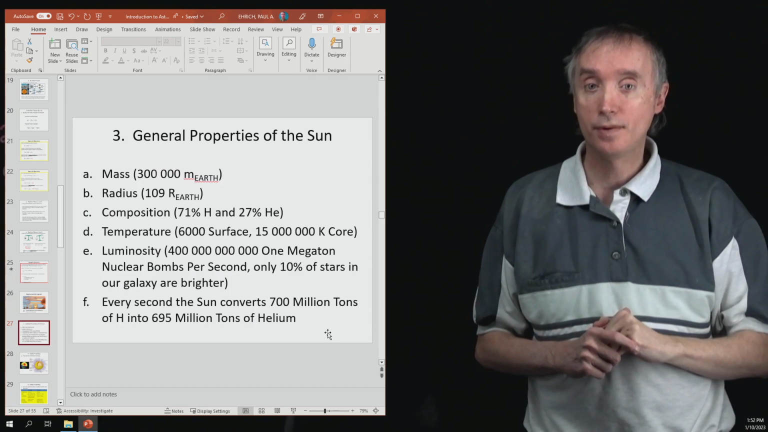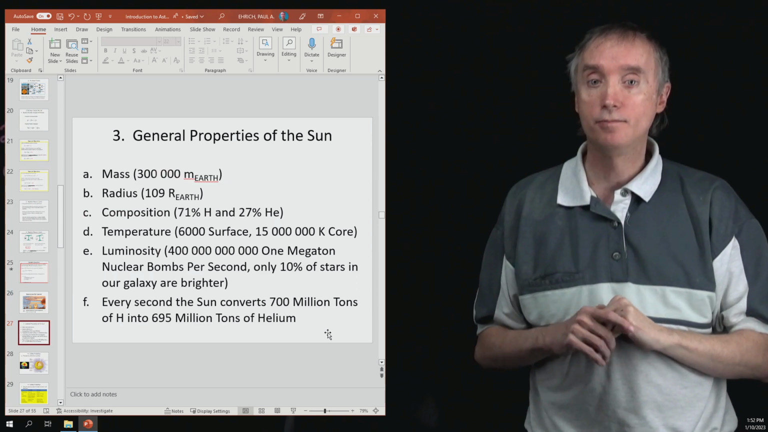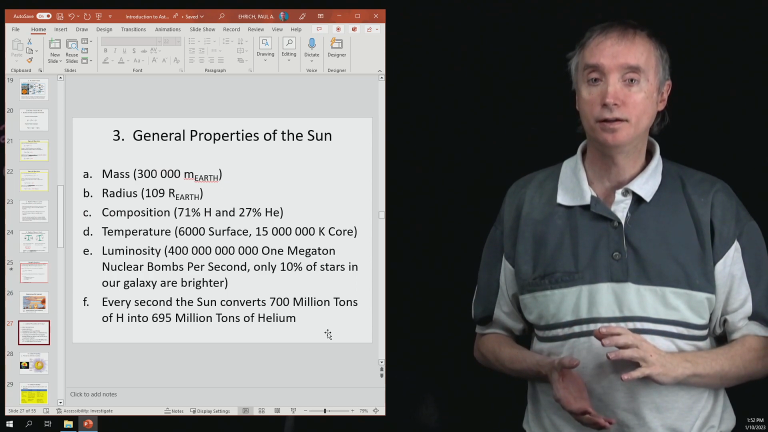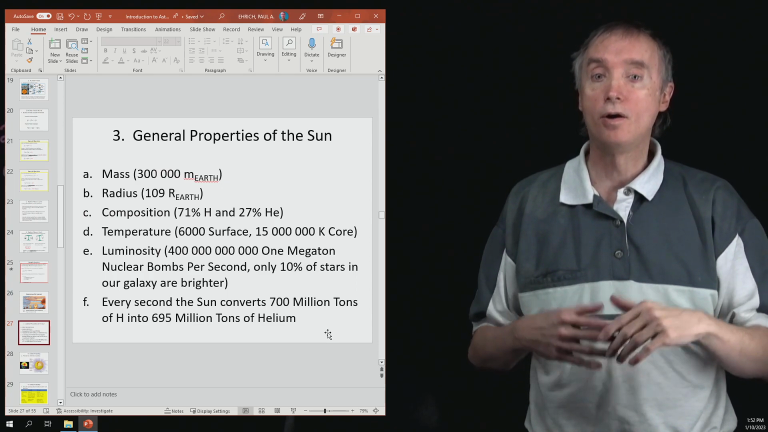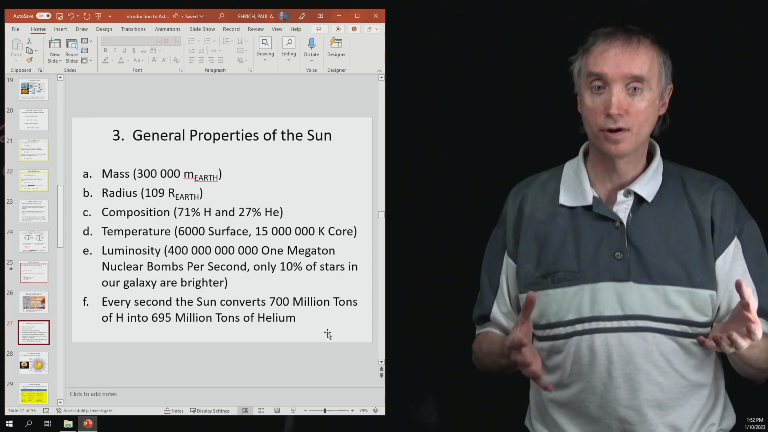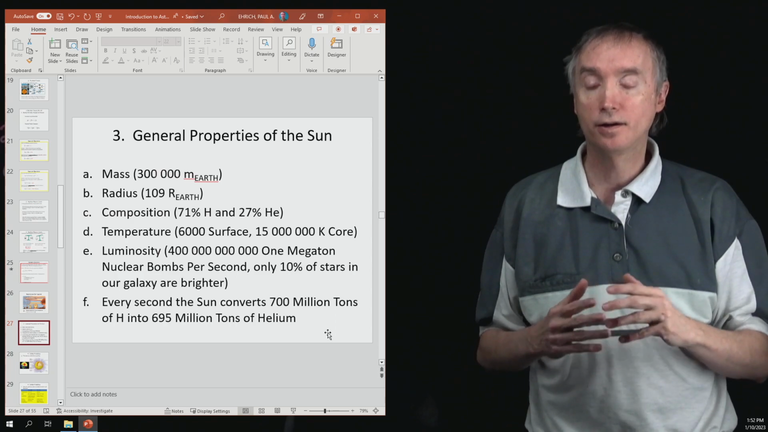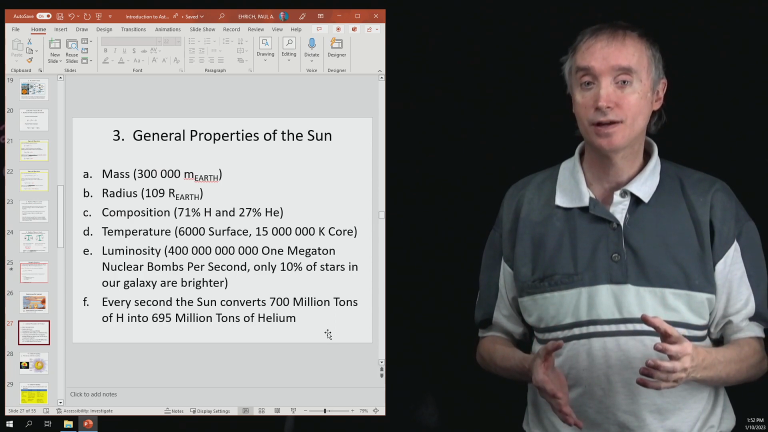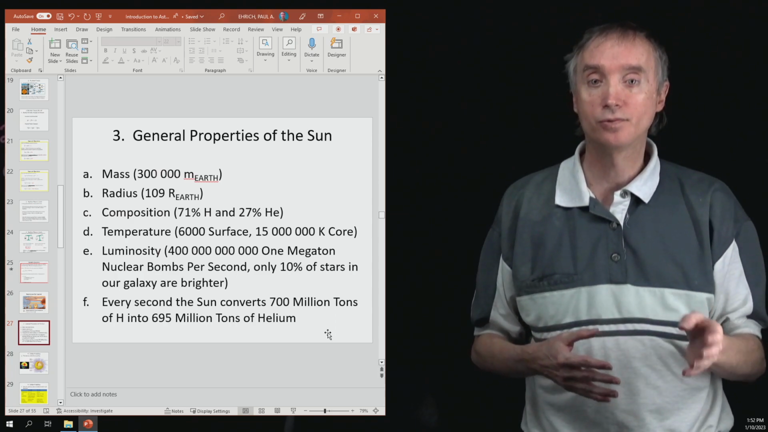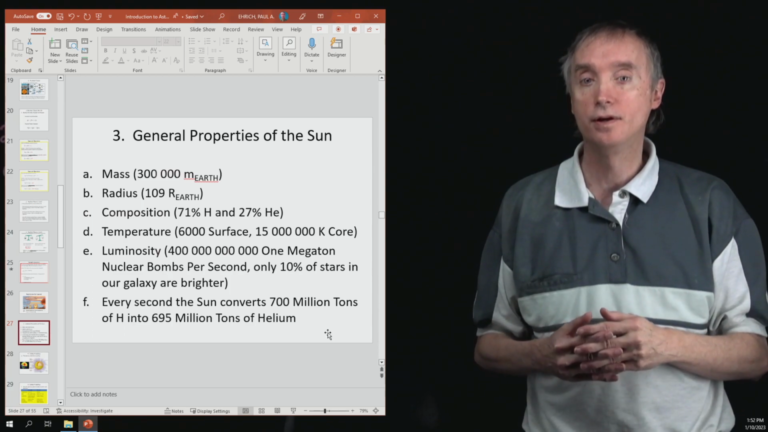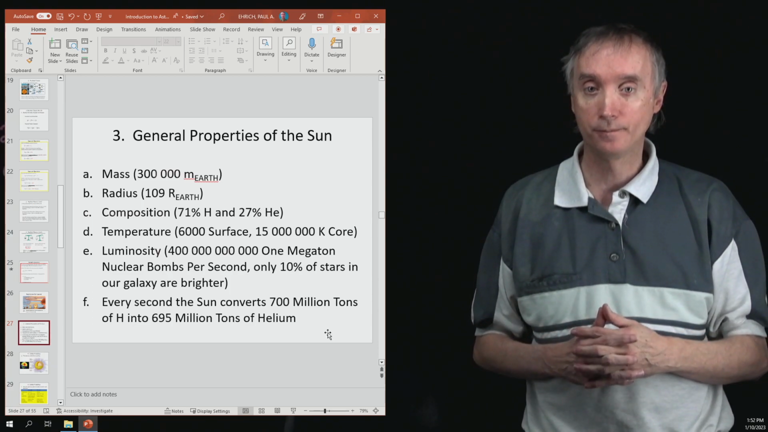What is the Sun made of? So it's going to be made mainly of hydrogen and helium, with all of the other elements thrown in for good measure. But it's going to be mainly 98% hydrogen and helium, 71% hydrogen and 27% helium.